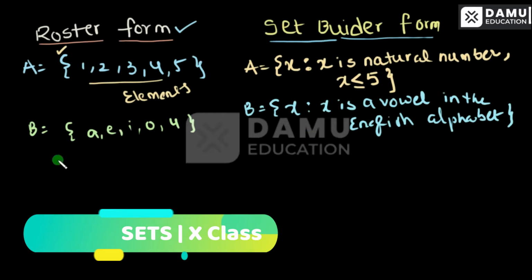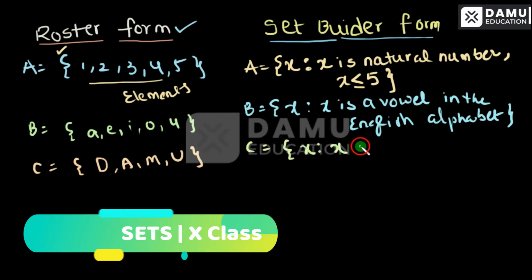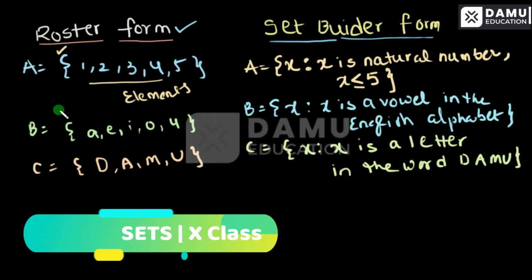Our next one, we will write set C equal to DAMU. For this we have to write the set builder form. C will be equal to the elements x such that for all x, x is a letter in the word DAMU.